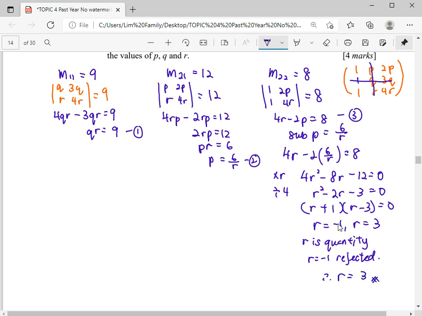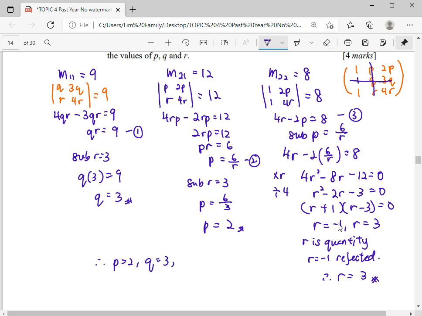So quantity of 3. Once you get your R equals 3, we can put it back here. Substitute R equals 3. Our P here will be 6 over 3, so our quantity P can also be found. It will be equal to 2. Then we can also substitute R equals 3 here. Then Q times 3 equals 9, so our Q will equal 3. So P is 2, Q is 3, R is 3. So we come up with the quantities.